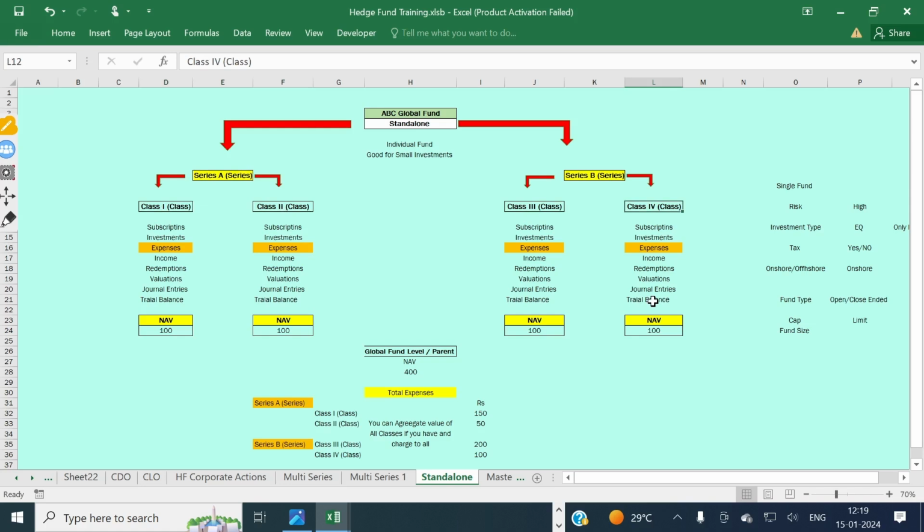Now your question would be, why do we create multiple classes? If you check your SIP structure in the mutual fund business, what happens? Every month we receive some amount of investment from the investor as a subscription. Am I right? Yes, in terms of SIP, or sometimes they create a new window for investors to invest. Correct. But now you tell me, you have received amounts in the month of January, and even in February, April, May. So every month you are getting amounts from investors.